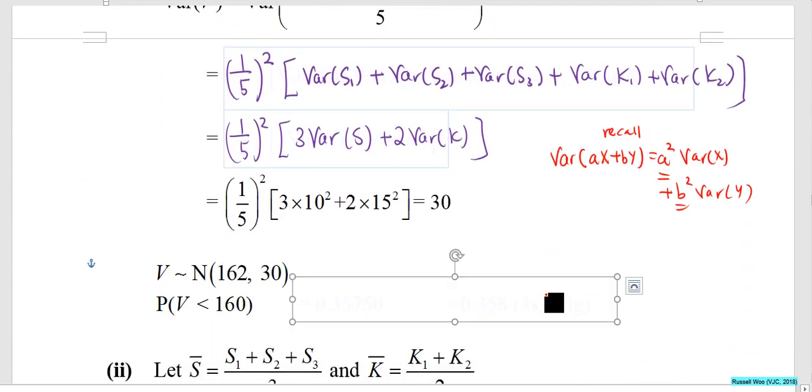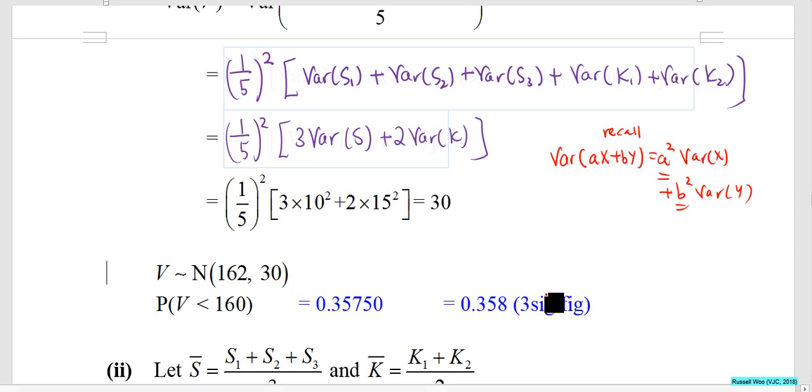Answer: 0.358. Again, don't forget, this is the variance, not standard deviation. So when you key in your GC, you must key in square root 30. Got it? When you key in your GC, you must key in square root 30.